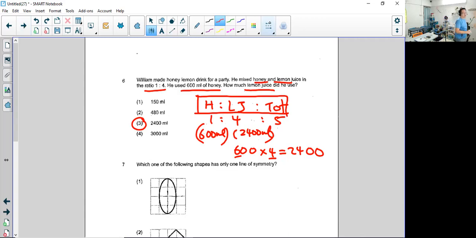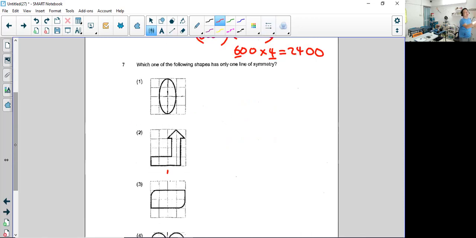Now, which one of the following shapes has only one line of symmetry? So you look at number 1. You can see that you cut the oval into half, so there's a line of symmetry. That's one line. For number 2, there is no line of symmetry. For number 3, also there is no line of symmetry, because it doesn't look symmetrical.